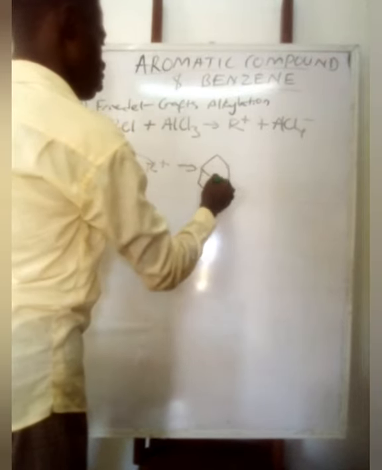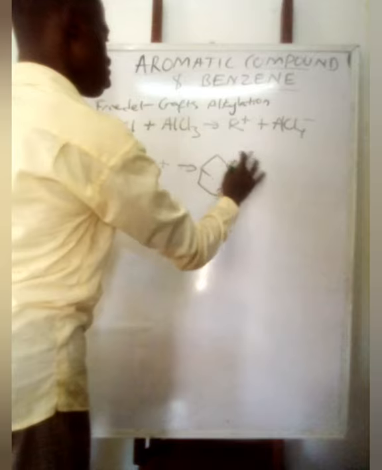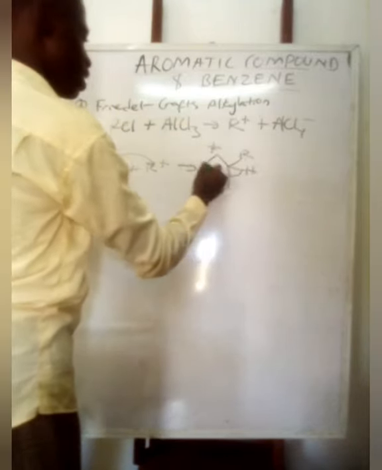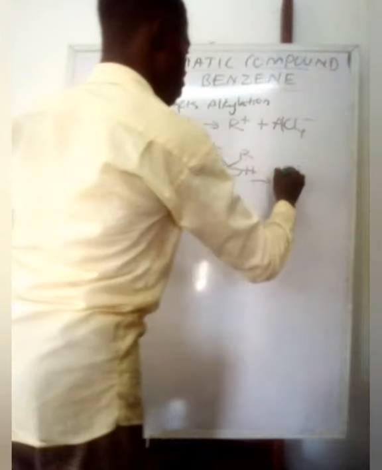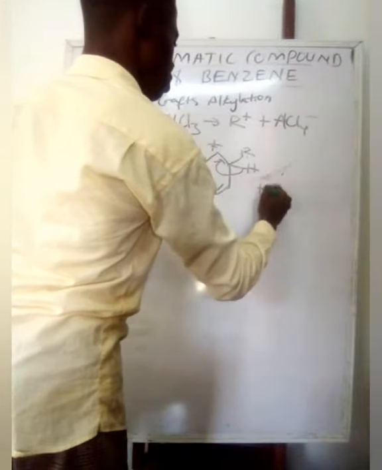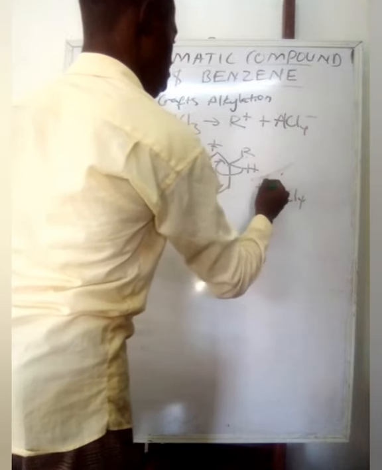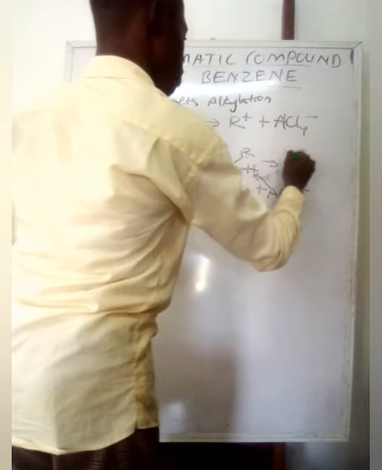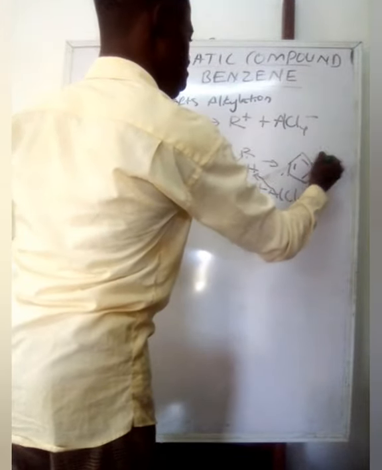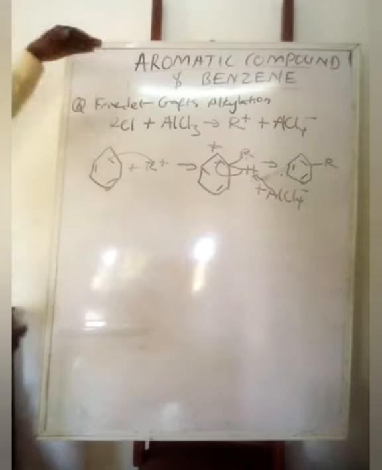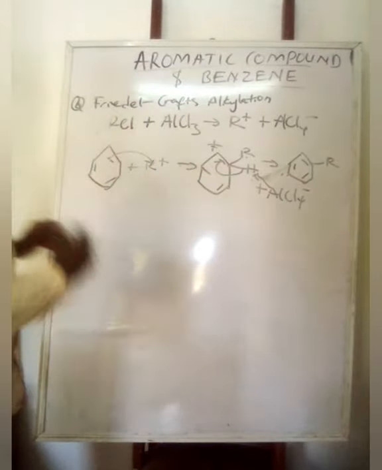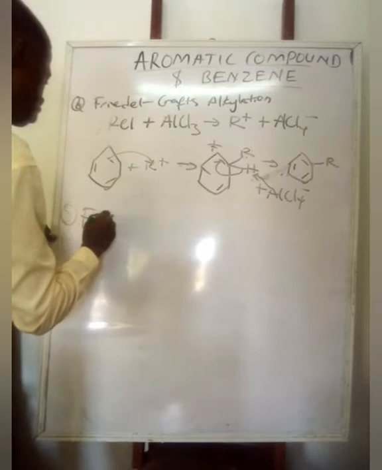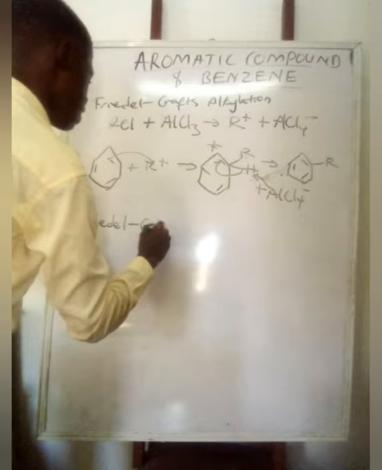You're having R and H forming a carbocation. Then this is going to react with this. Then I'm going to have AlCl4 minus. Then I'm going to have our product. So this is the Friedel-Crafts alkylation mechanism. Now for the Friedel-Crafts acylation.